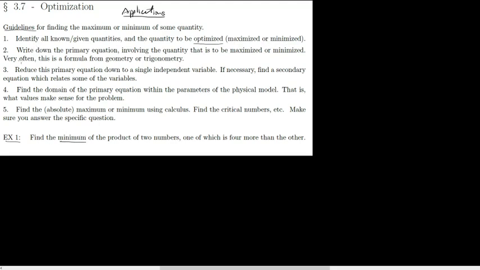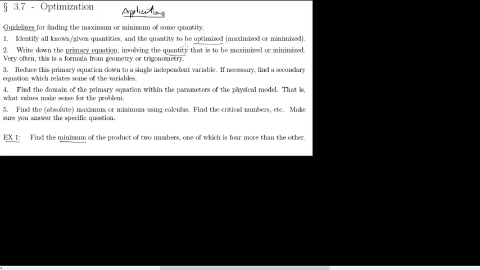So after you do that, then you write down what's called the primary equation. The primary equation is the equation that's going to involve the quantity that we want to maximize or minimize, right? So what quantities are we talking about here? Well, they could just be numbers, but these are physical quantities. It could be area or volume, right? So you might want to find the biggest volume or the smallest area.